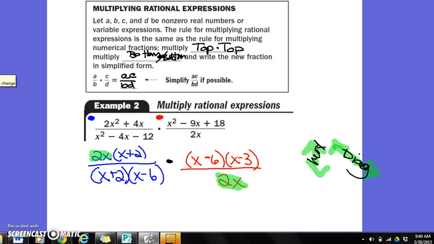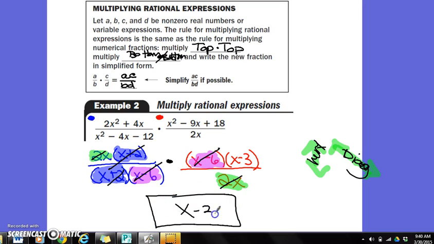So let's see if there's anything else the same. I believe we have an x minus 6 that can cancel with an x minus 6, and we also have an x plus 2 canceling with an x plus 2. If all these things cancel, literally they just go away. All you're left with for your answer in this happy little box is an x minus 3. That's the answer to the whole problem. And again, you can cancel vertically like this, you can cancel diagonally, but you can never cancel side to side.